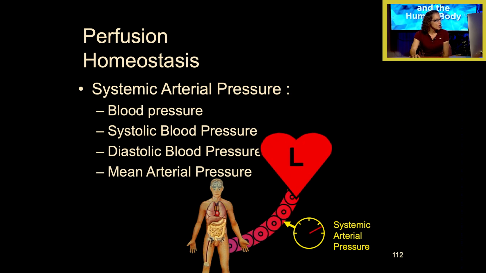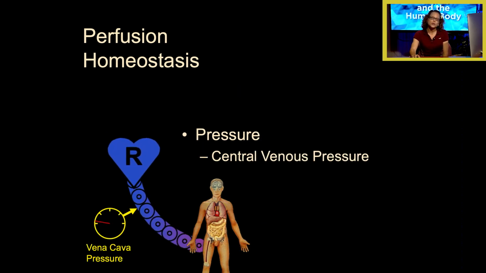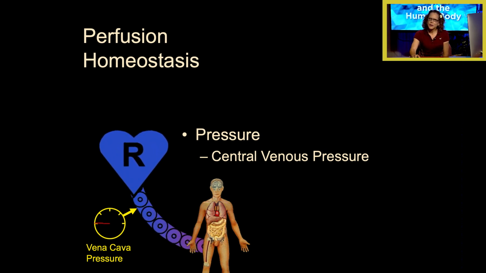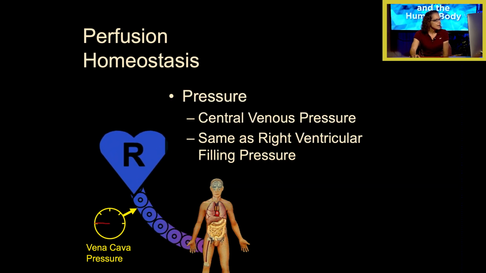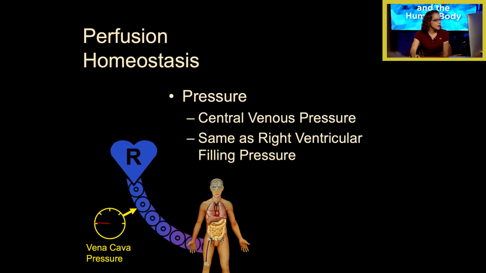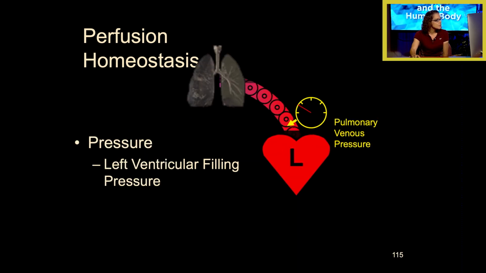So there's systemic arterial pressure, and then there's also central venous pressure. Here we can see that the pressure in the vena cava is much lower, right? We have much less resistance. It's the same as the central venous pressure. It's the same as the right ventricular filling pressure.